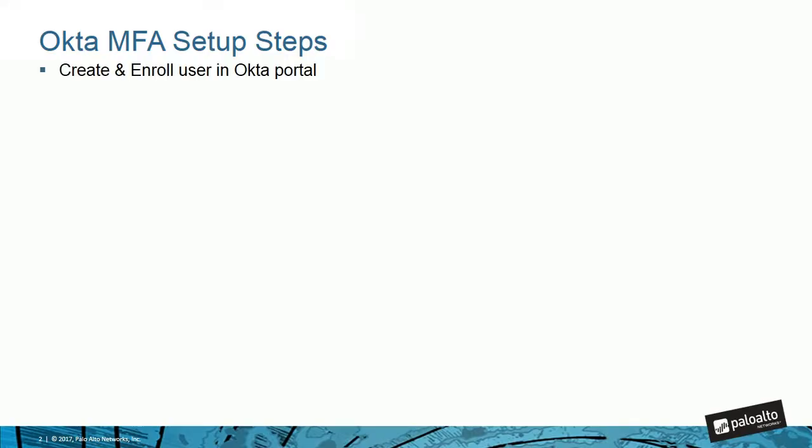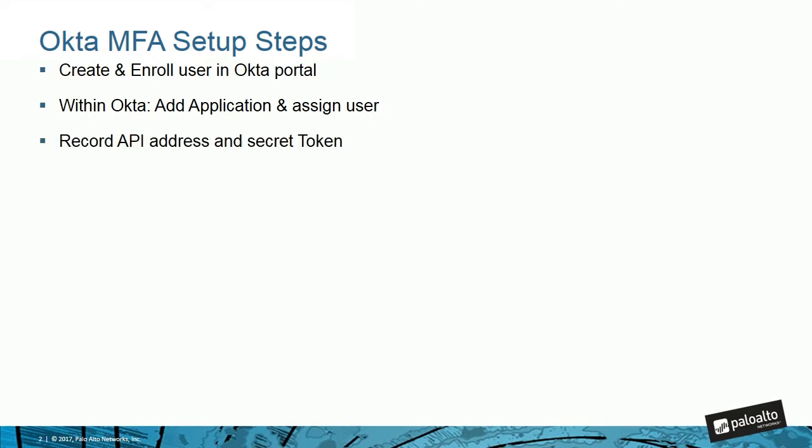The first thing we're going to do in the Okta Portal is create a user and enroll them, as well as add an application and assign that user to that application. Then we're going to make note of several key components, namely the API address, a secret token, and our particular organization's subdomain, and I'll show you how to find those.